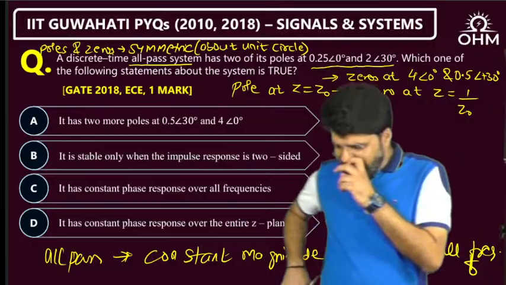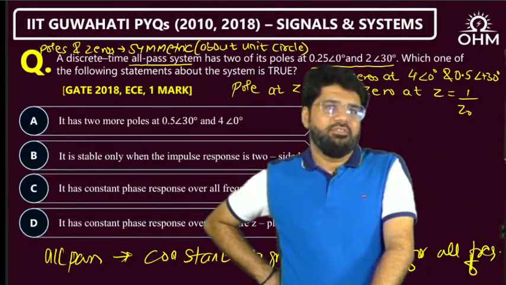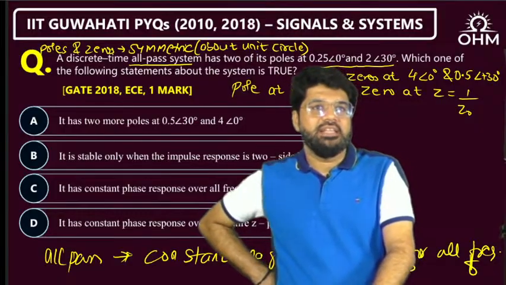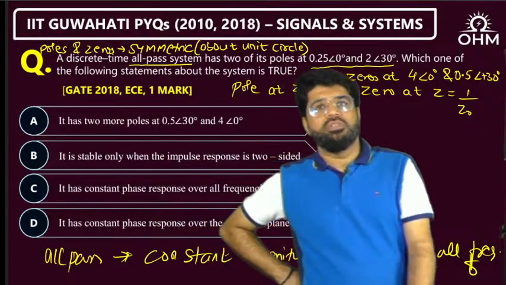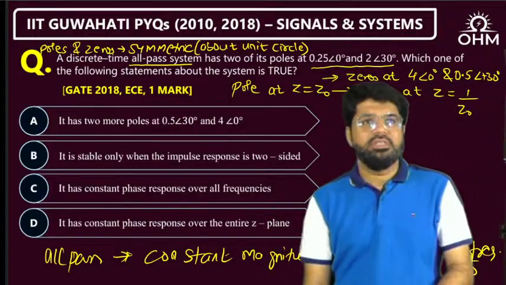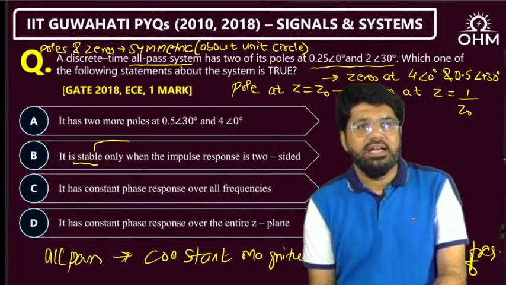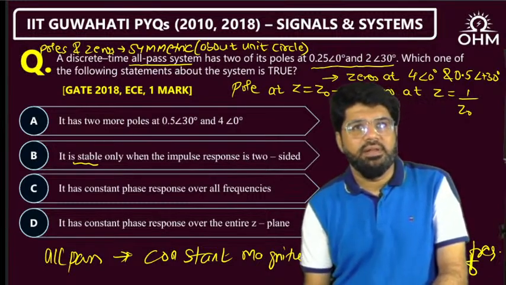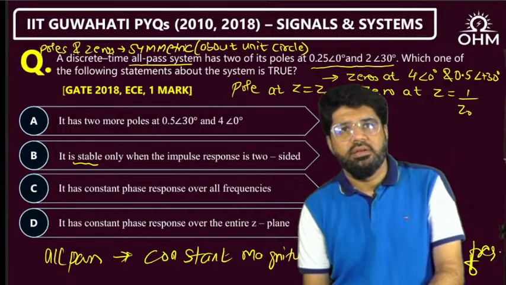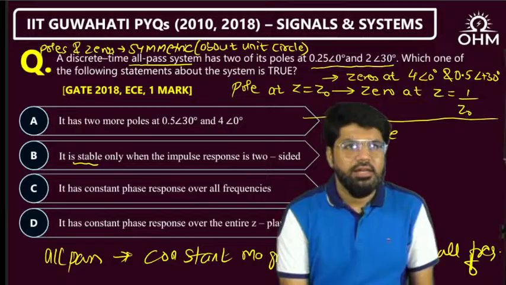Now, option B is left. Of course that has to be correct, but understand it is stable only when the impulse response is two-sided. It is stable if the impulse response is two-sided. Let us understand this point, option B. I'll explain it here only.